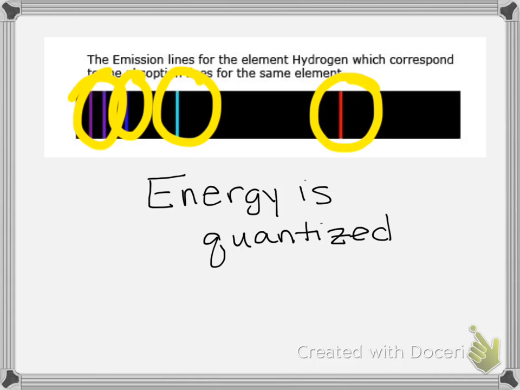The term that you need to be familiar with is this term quantized. Energy is quantized. That means that energy can only be absorbed in certain amounts, and it can only be released in certain amounts, and that's based on how far apart those energy levels are.